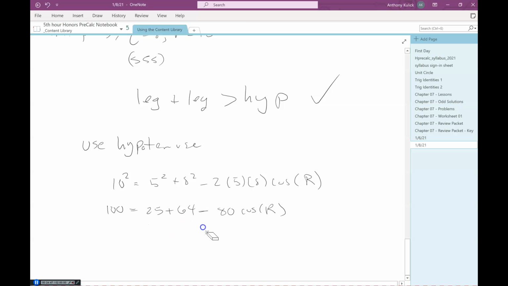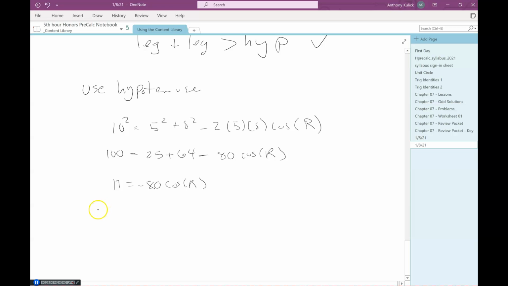Now you look at me like, I would never do that, but under stressful situations, I see kids do that on occasion. So I'm just pointing it out to be careful about. So I'll subtract the 25 and the 64 from both sides, and then we'll divide by negative 80.